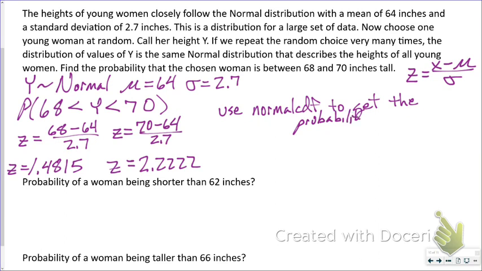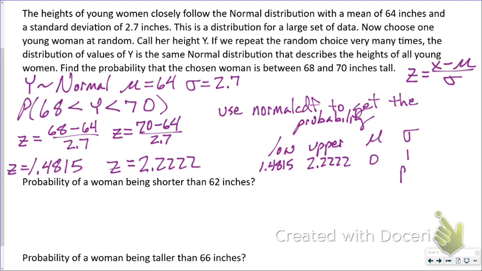So if you have a calculator handy, you need to press Menu, Stats, Distributions, and then Normal CDF. The low should be 1.4815. The upper should be 2.2 repeating. Leave the mean and the standard deviation alone. Because since we went to z-scores, the mean is 0, the standard deviation is 1. And the final answer should be 0.0561.